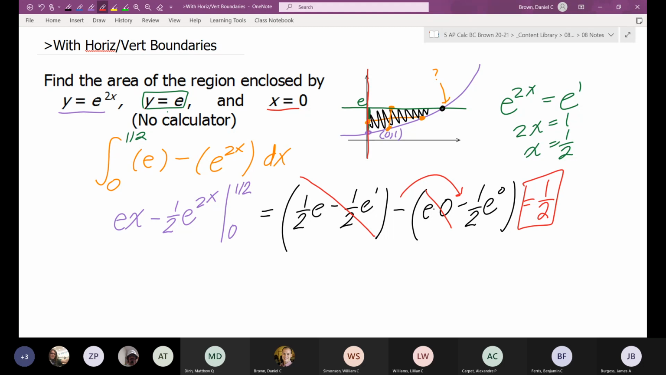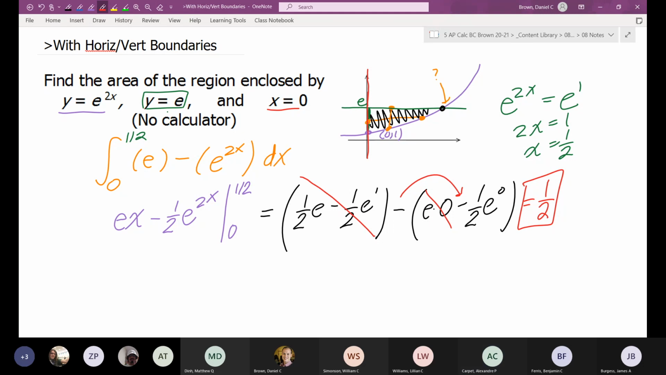Questions on that one? Mr. Brown, yes. The area that is, wouldn't that be the area of y is equal to the 2x that's closest to the x-axis?